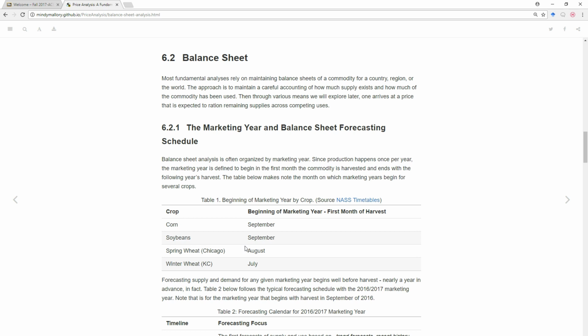Winter wheat is a little bit different because, remember, winter wheat or Kansas City wheat is planted in the fall and lays dormant over the winter months, sprouts out of the ground in the springtime, and becomes mature around June or July. So the beginning of the marketing year is defined to be July for winter wheat. And so that would be a July to June calendar year.